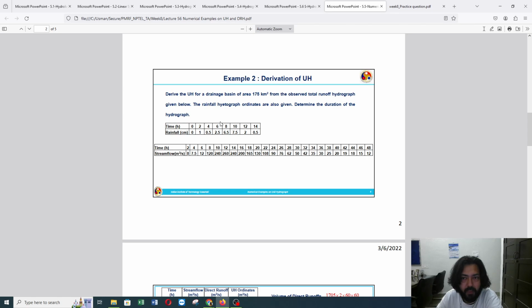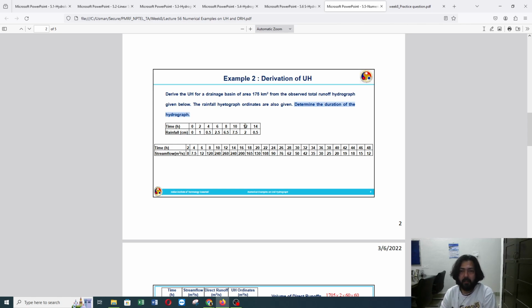Now the next question they are asking is about the derivation of a unit hydrograph. They are asking us to derive the unit hydrograph for a drainage basin of 175 km square from the observed total runoff hydrograph given below. They have given the runoff hydrograph values here. Also they have given the rainfall hydrograph ordinates. Determine the duration of the hydrograph. So here they have asked us to determine the duration of the hydrograph.